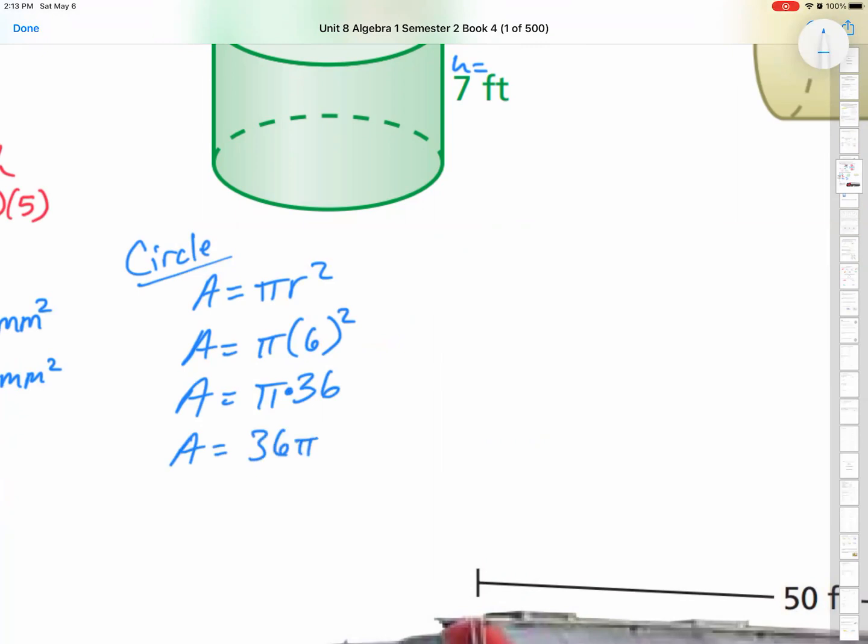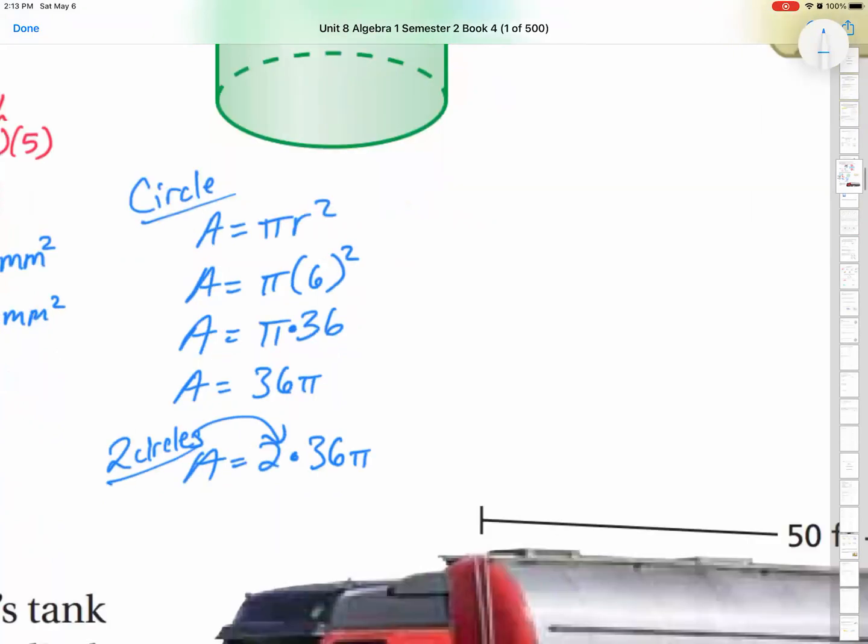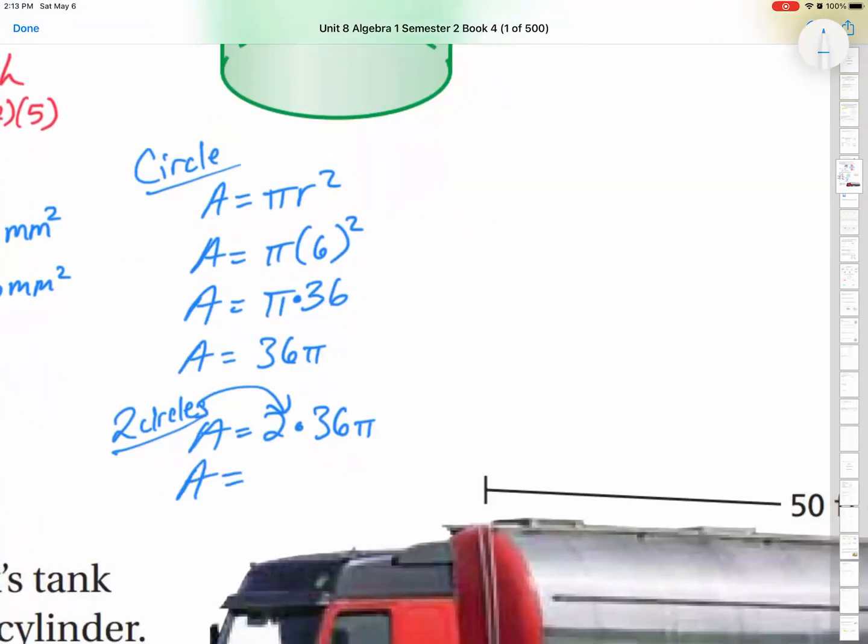Now, again, we know that we have 2 circles. So essentially, we're just going to double that. That's where that 2 comes from. And we're just going to double that. So area comes out to be 72 pi. Again, keep things in terms of pi. Don't multiply it by pi just yet. We're going to save that for the very end.